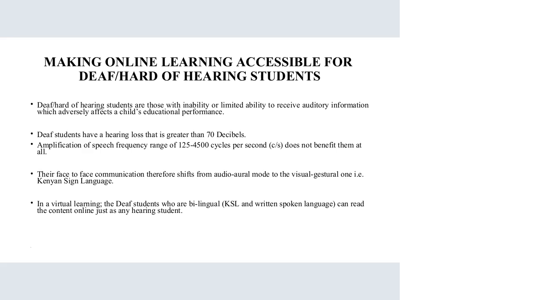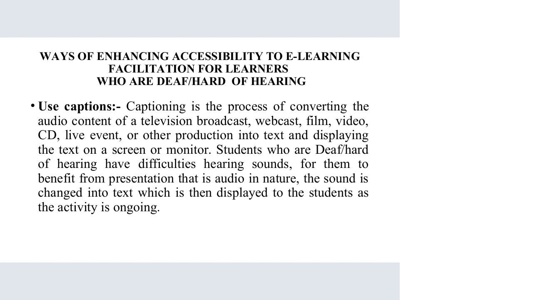How do we enhance accessibility? Next. How do we enhance accessibility to e-learning for facilitation for our learners who are deaf and hard of hearing? We have various ways in which we can ensure as the lecturers who teach these learners, they access the e-learning platform with ease. Number one, we use captions. Captioning is the process where we convert the audio content of a television broadcast, webcast, film, video, CD, live event, or another production into text, and we display the text on the screen or on the monitor.